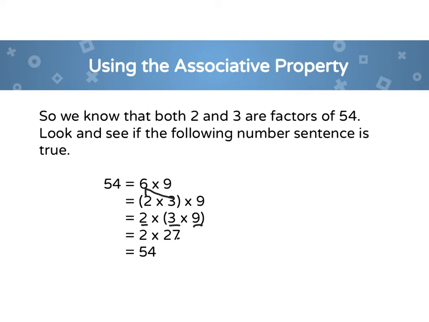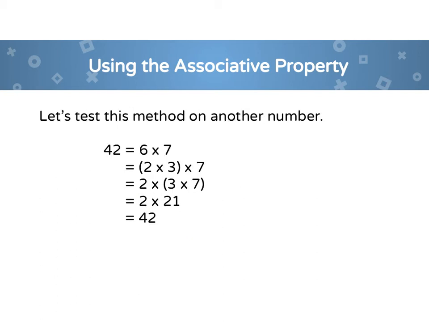So basically, I can say that 2 is a factor, 3 is a factor of 54, 9 is a factor of 54, and 27 is also a factor of 54. So just this associative property is going to tell me some of the other factors of the number 54.